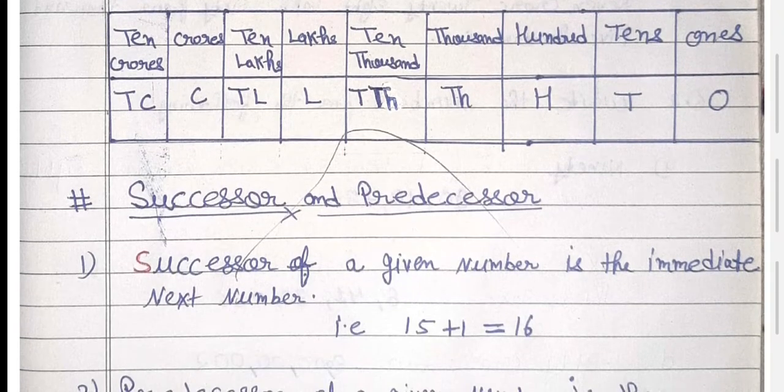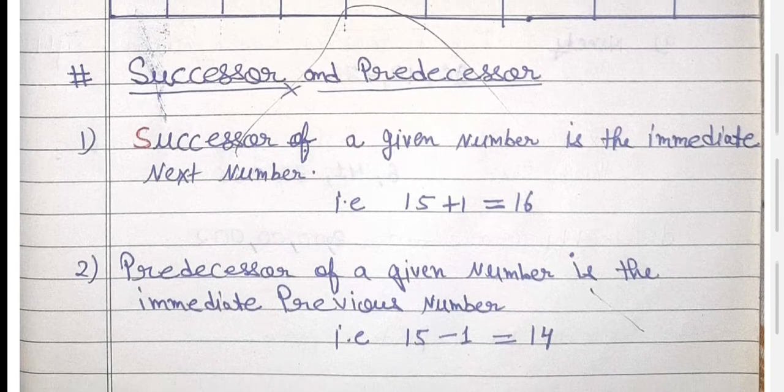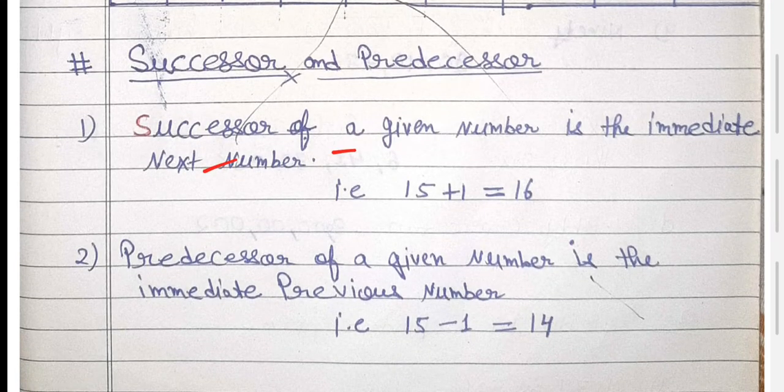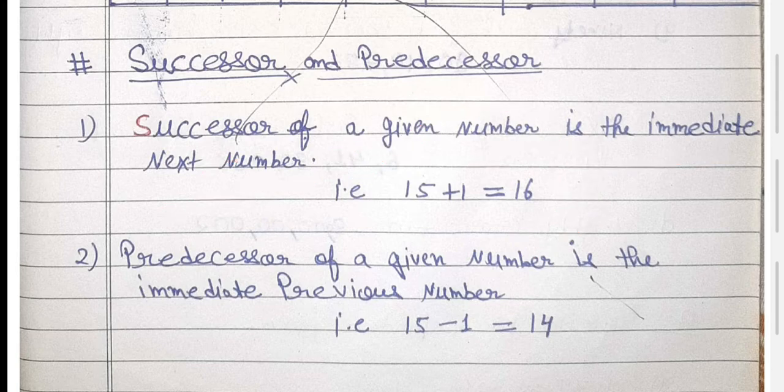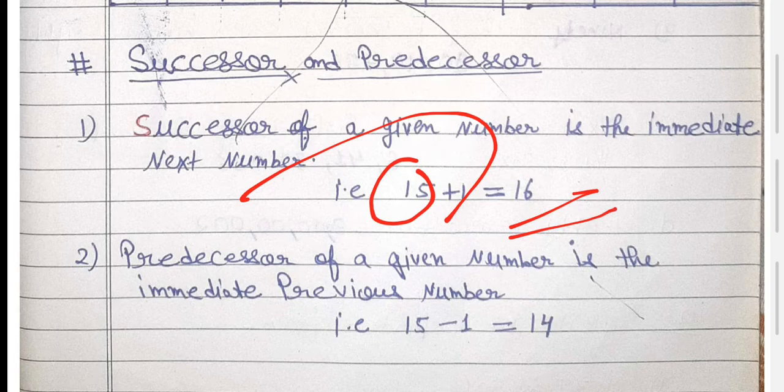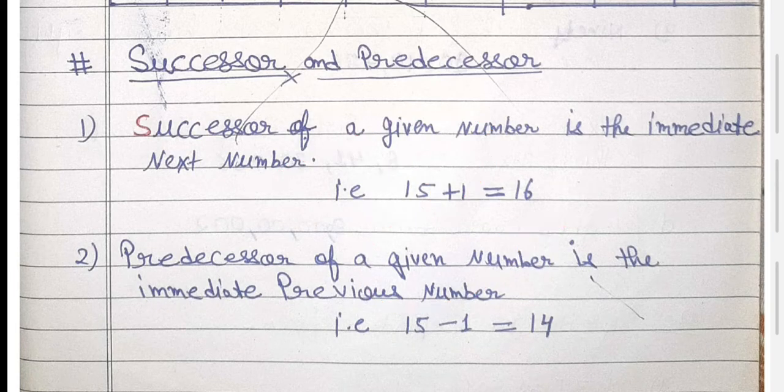Okay. Now what are successor and predecessor? Successor of a given number is the immediate next number. Immediate next means the number which comes after that one. Suppose 15 is there. So what is the number which comes after 15? That is 16. So 16 is the answer. And the second trick is that to the given number you have to add 1, then you will get your successor. So what is the successor of 15? Your answer is 16. Simply add 1, you will get the answer, or you write the next number.